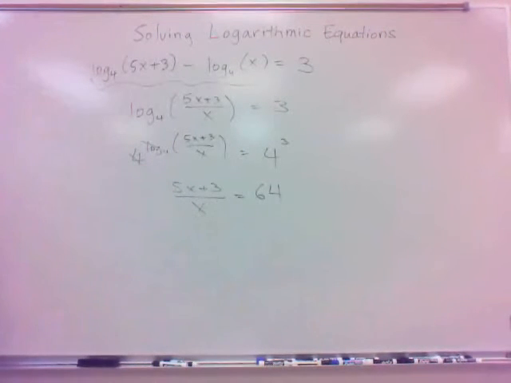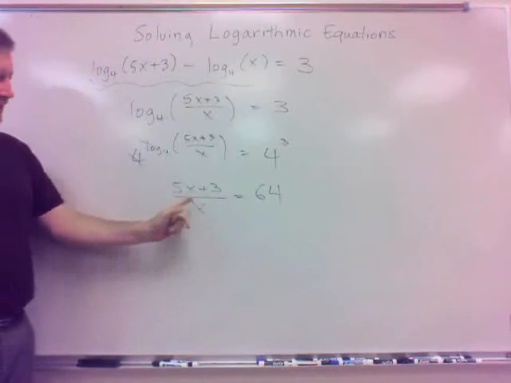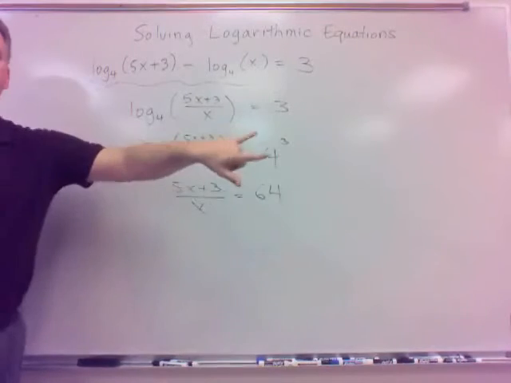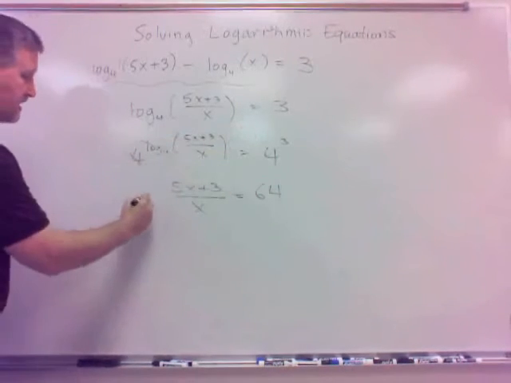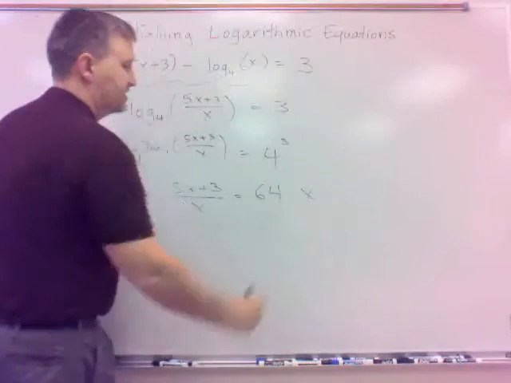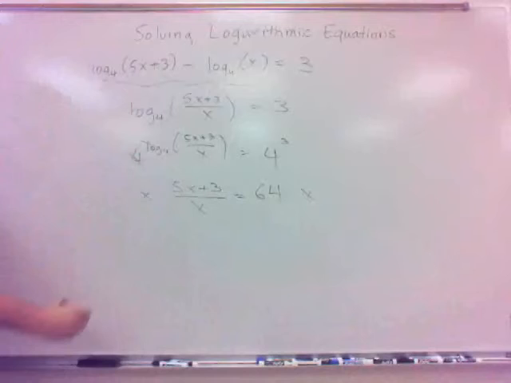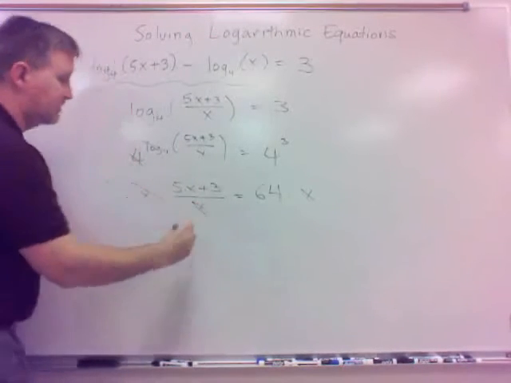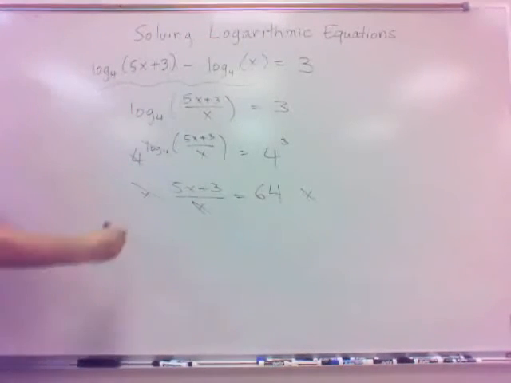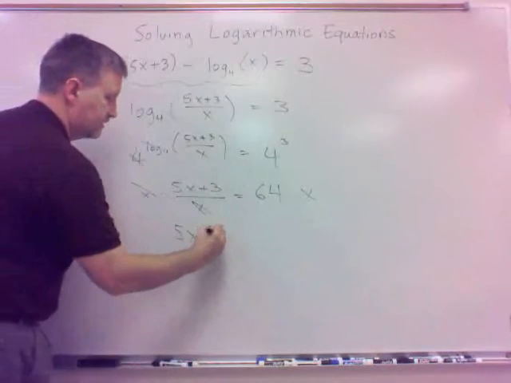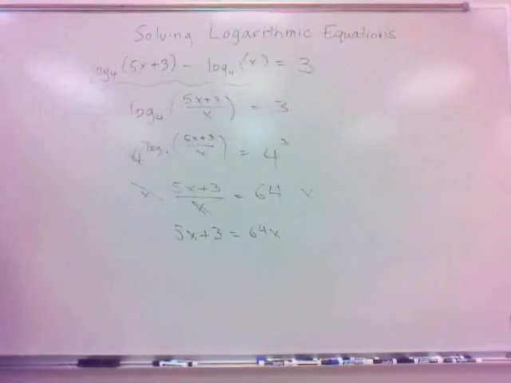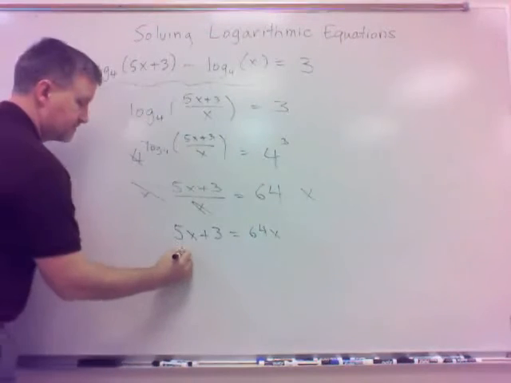To get us started on solving this, basically I need to get rid of it being a fractional equation, and I would do that by multiplying both sides by x. Take this side by x, so do the same thing on that side, multiply by x. Why would I do that? The x's cancel out. So I just have 5x plus 3 here equals 64x on the right. Now just solve for x, right?